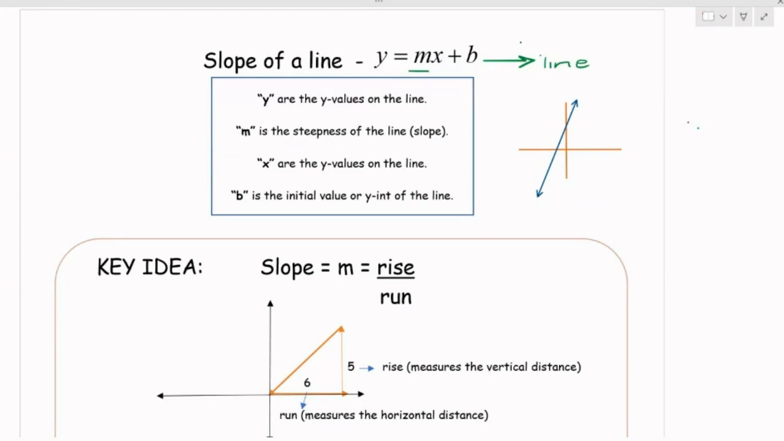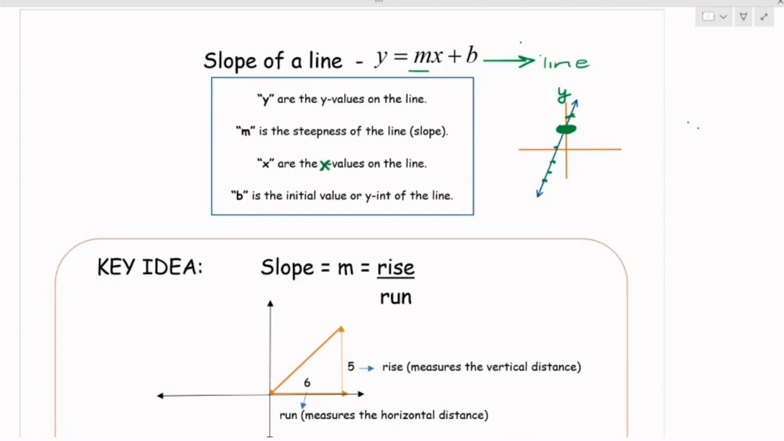Y represents all the y values on a line. If we're looking at just any line on the graph, it has ordered pairs, and each ordered pair has an x and a y value to it. So the y just represents any y value that could be on this line. M is the steepness of this line. We call it slope. So how steep is this? X are the, there's a typo here, x values on the line. Same idea, all the x values that are possible on this line. And b is the initial value or the y-intercept. This would be the big dot here, the y-intercept, because it's crossing the y-axis.